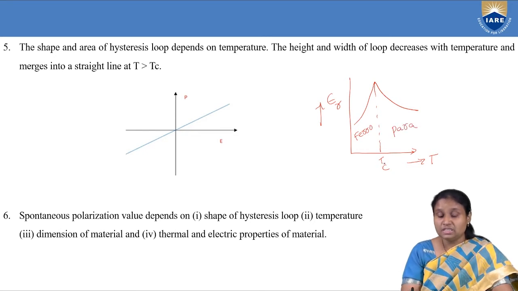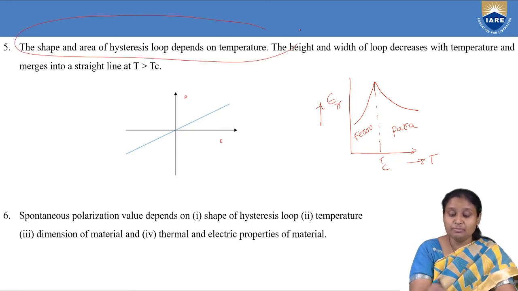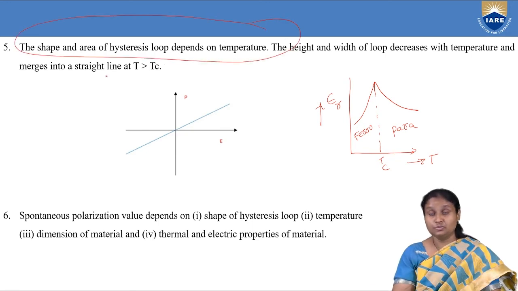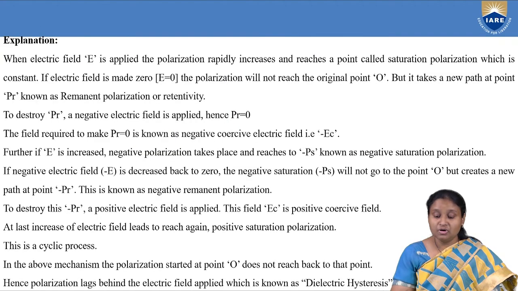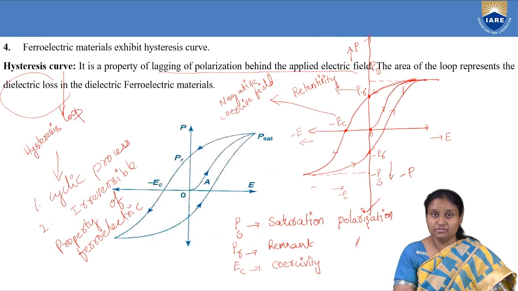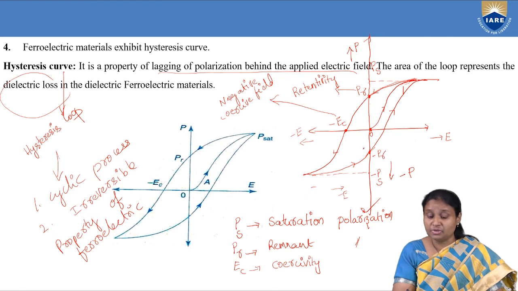Then above Tc, when I keep on increasing the temperature, what you're going to observe here is that the shape and area of the hysteresis loop are dependent on temperature. So whatever shape we got, the leaf shape, the shape as well as the area of this hysteresis loop is going to change with temperature. If I start applying temperature to ferroelectric material, the shape of the loop as well as the area of the loop is going to change.